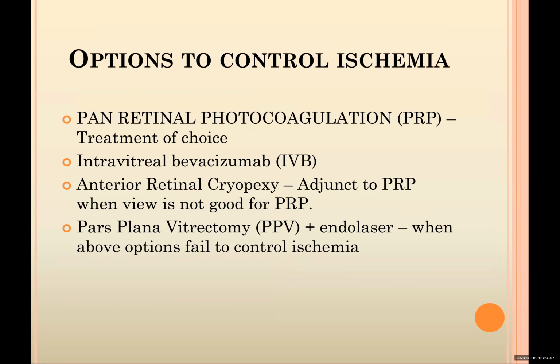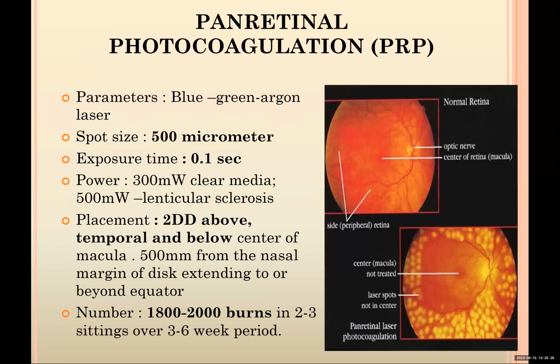Options to control ischemia: we have pan-retinal photocoagulation, which is the mainstay, the main treatment of choice. Along with this, intravitreal bevacizumab has also been used. Anterior retinal cryopexy is used as an adjunct to PRP when the view is not good for pan-retinal photocoagulation, along with pars plana vitrectomy plus endolaser. When adequate PRP is not possible, we should also consider other retinal ablation modalities, including pan-retinal cryotherapy and peripheral transscleral cyclophotocoagulation.